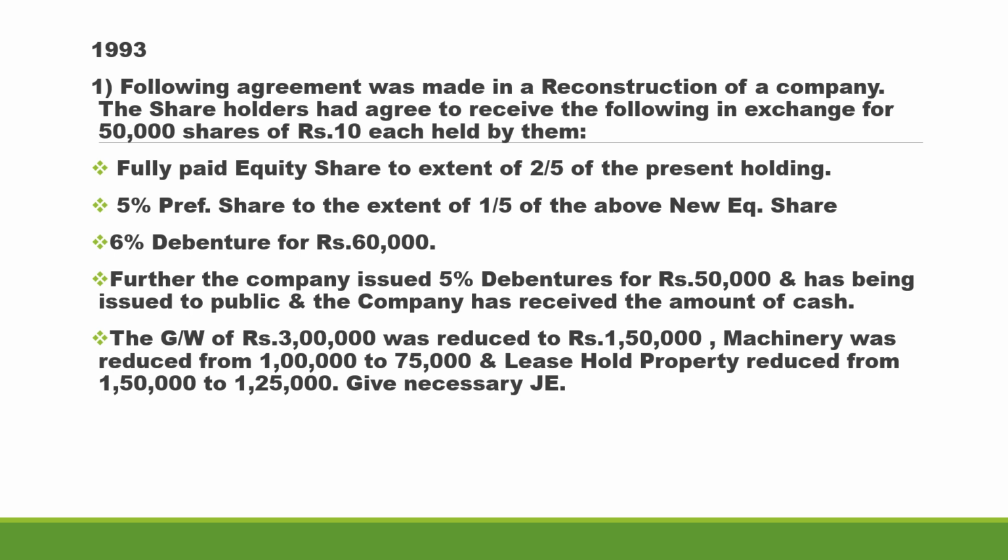How do you get 2 lakh capital reduction? New equity 2 lakh, new preference 40,000, new debenture 60,000. Add all the three, 2 lakh plus 40,000 plus 60,000 you get 3 lakh.